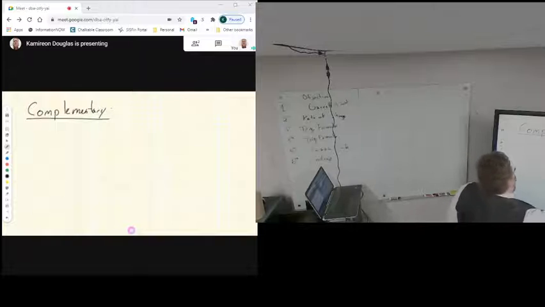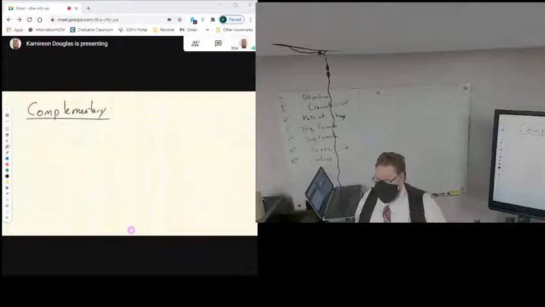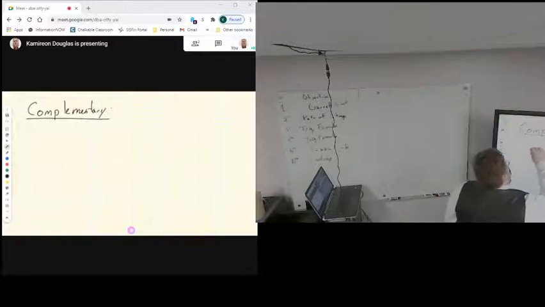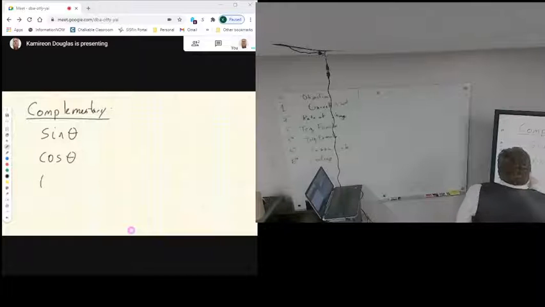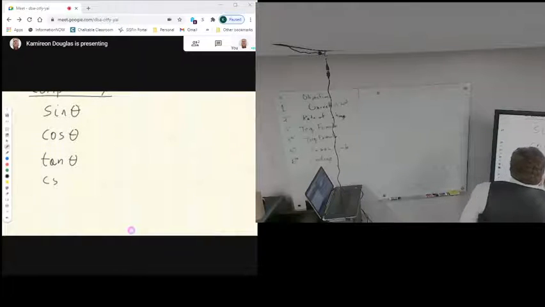Alright, let's start with complements. For each trigonometric function, there is a complementary function to go with it. A complementary function means a way to rewrite that function as a different function by undergoing a very specific change. So, let's take a look at our 6 trig functions and their complements. Sine of theta, cosine of theta, tangent of theta, and we have our next 3, which are cosecant of theta, secant of theta, and cotangent of theta.